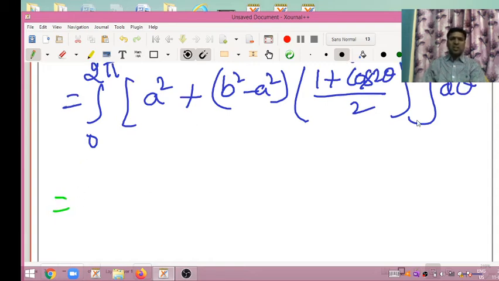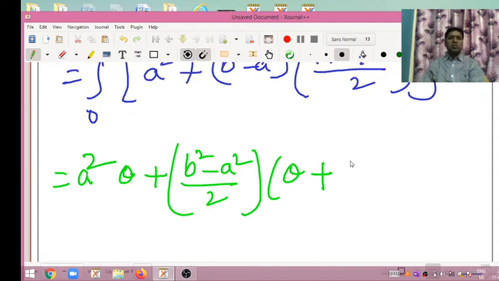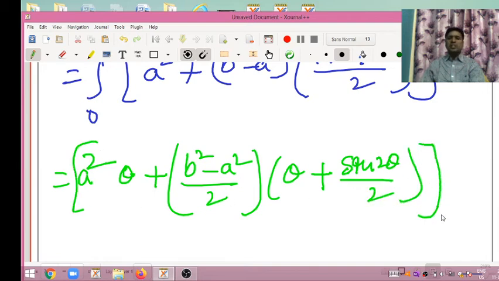Now integral a square d theta. Let me simplify. Here a square is the constant, so integral 1 d theta gives theta. Again, b square minus a square by 2 is the constant. Integral 1 d theta is theta, plus integral cos 2 theta d theta, which is sin 2 theta by 2. For the whole thing we apply the limits 0 to 2 pi.